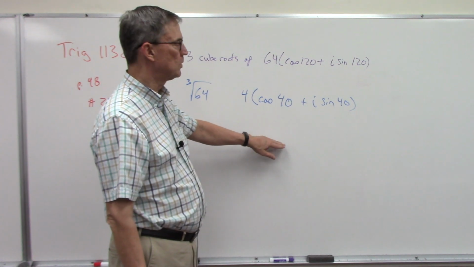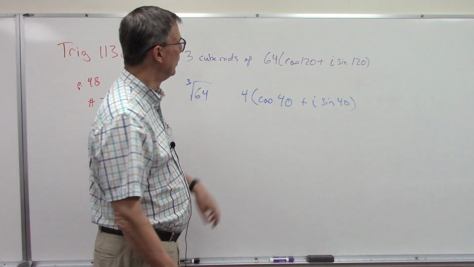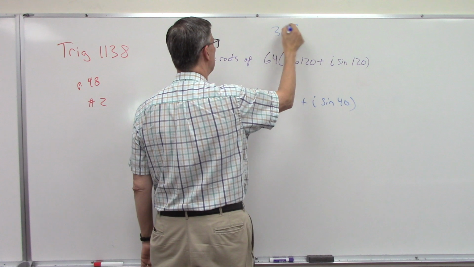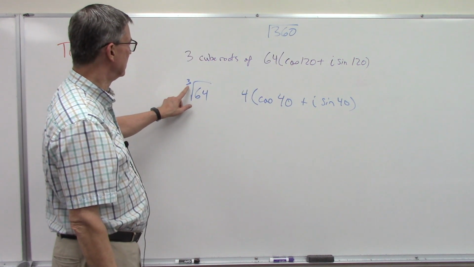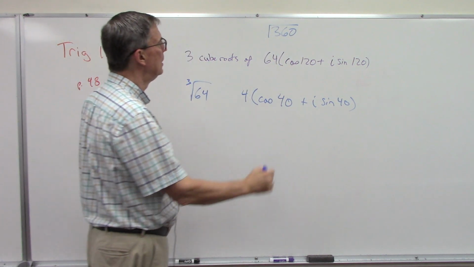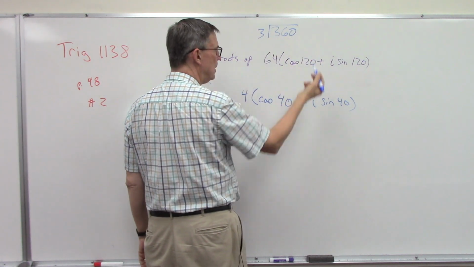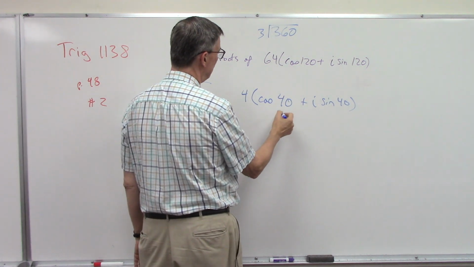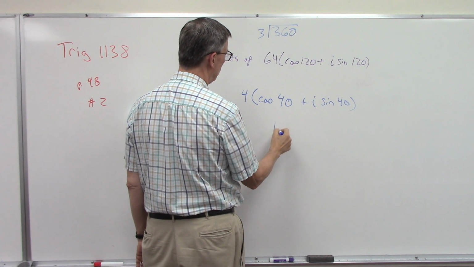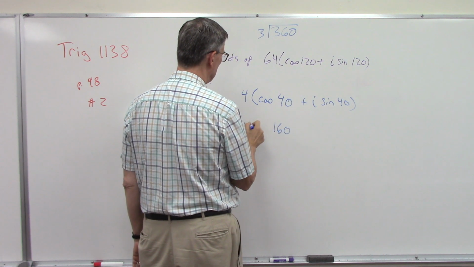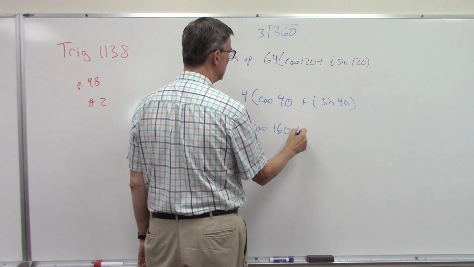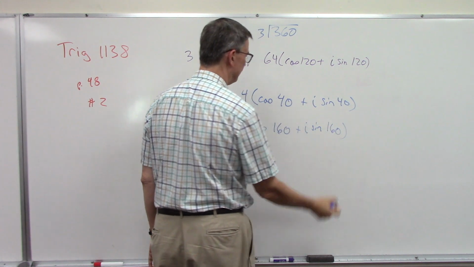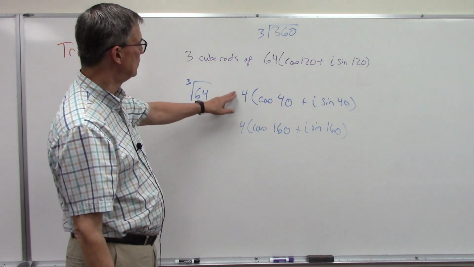Now, how do we know what the next one is? Well, we always take 360 and divide by, again, what was the index? The index is 3, so 360 divided by 3 would be 120. So we're going to take 40 plus 120, which is 160. So 4 cosine 160 plus i times the sine of 160. All right, so we have 2 of them.